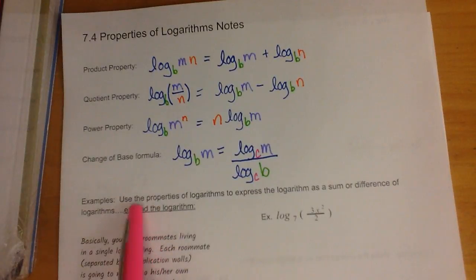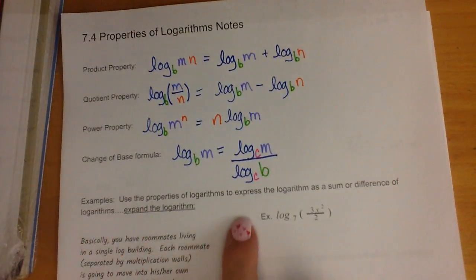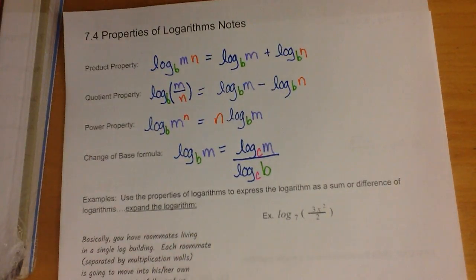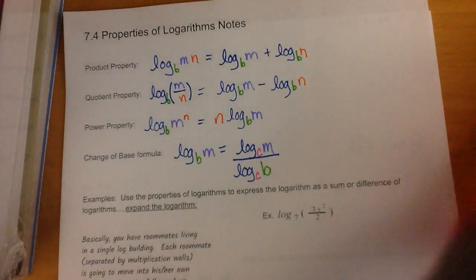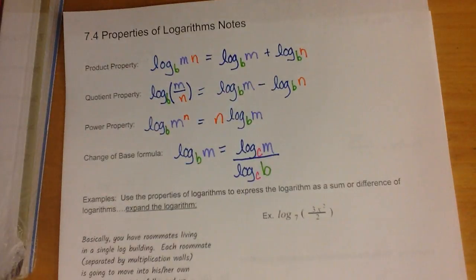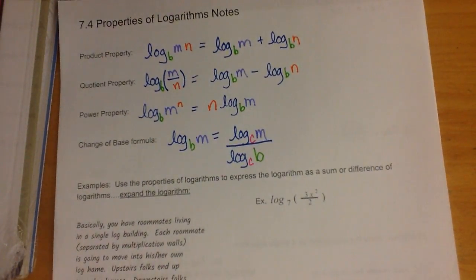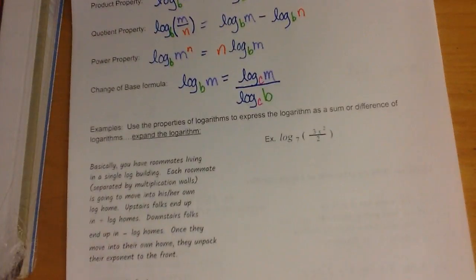So what we're going to do now is use the properties to express the logarithm as a sum or difference of logarithms, which means we are expanding the logarithm. Now I have kind of a goofy story that actually works with all of these properties, and it's kind of how I think of separating these logs out.